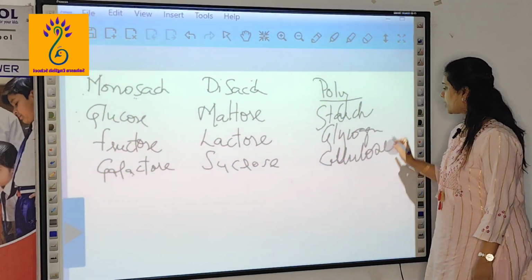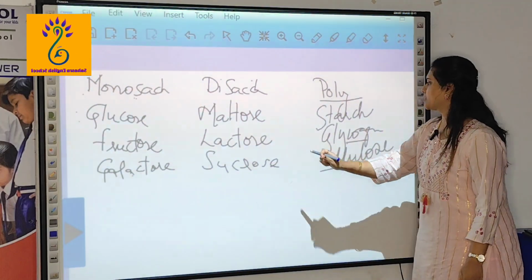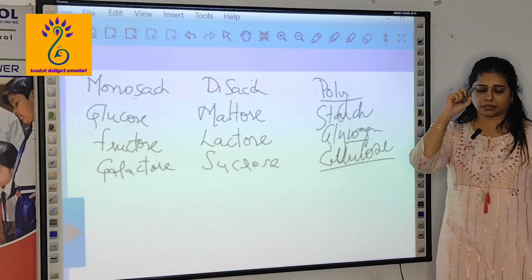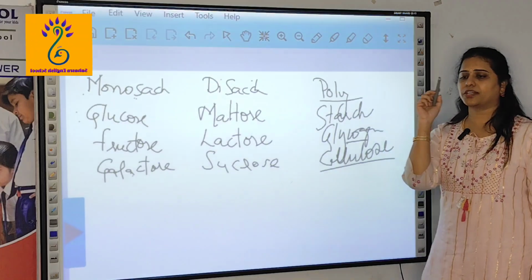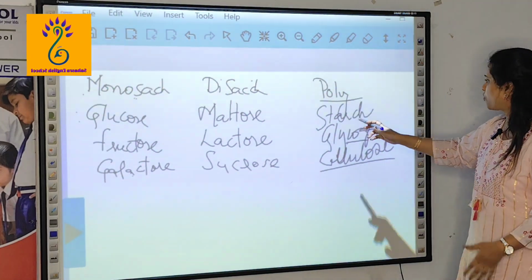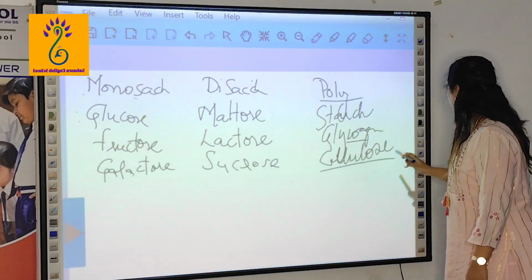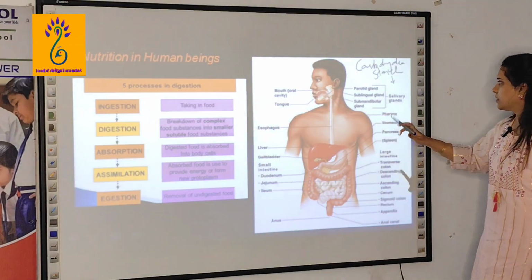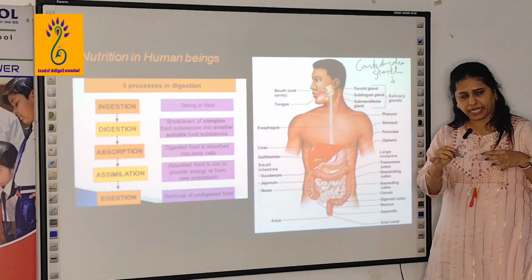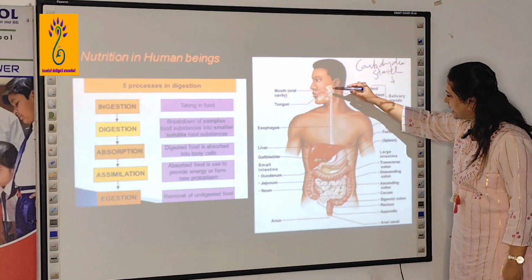Okay, remember this cellulose, we'll discuss about this. Glycogen, I told you in plants, the undigested, the excess of sugar or carbohydrates, is stored as starch. In human beings, it is stored as glycogen. So here, this starch is broken down and converted into maltose. Okay, next, it enters the pharynx.